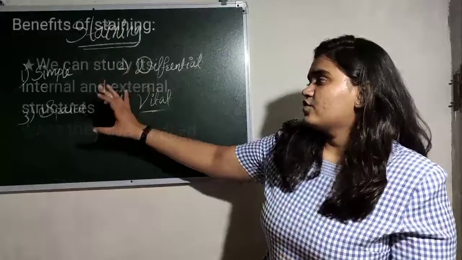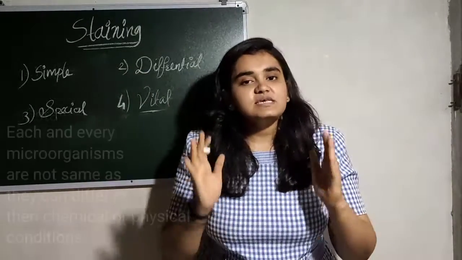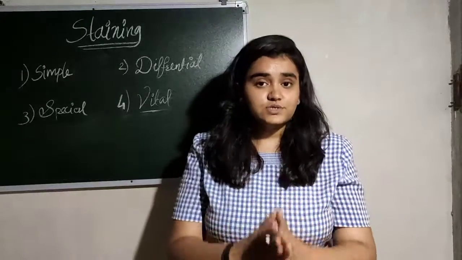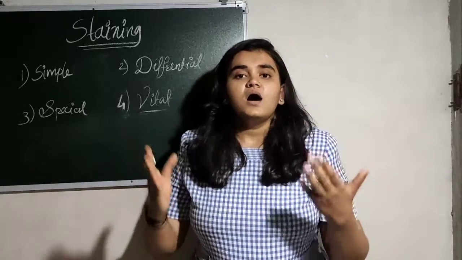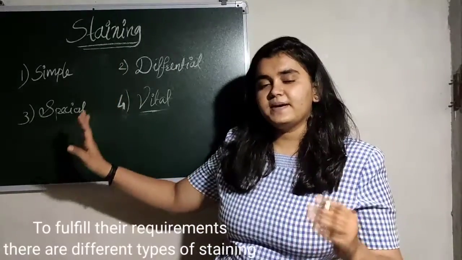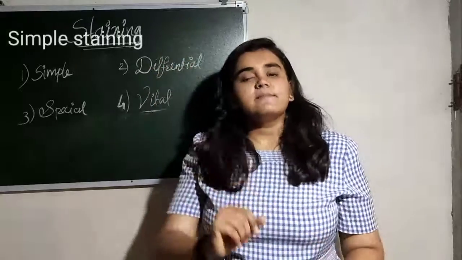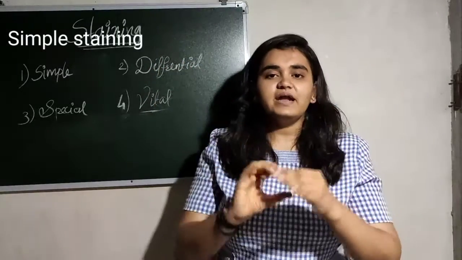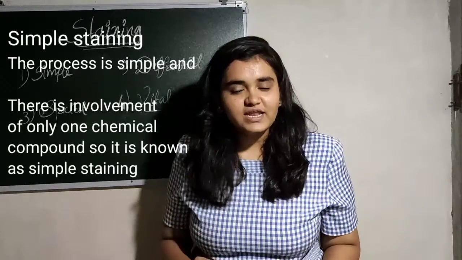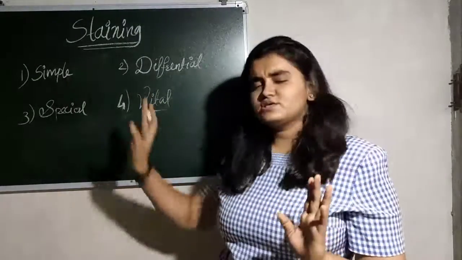Here we have four different main types of staining. Why is it so? Because each and every microorganism is different in its physical and chemical nature, so they have their own requirements. To fulfill their requirements and stain them properly, we have different types of staining. Starting with the simple stain. The name itself suggests that it is a simple process of staining, as it includes only one chemical compound.